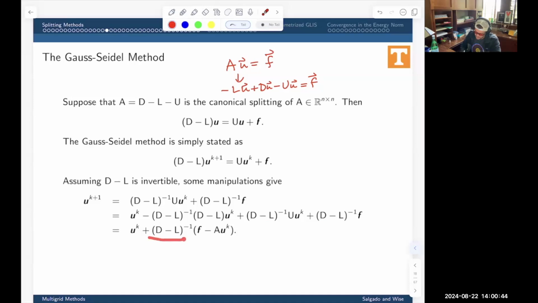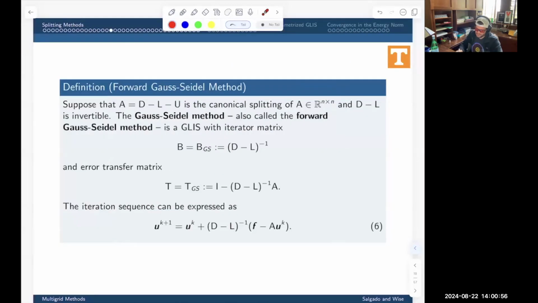So this tells me that this is a GLIS, a general linear iterative scheme, and the iterator matrix is D minus L inverse. That tells me all that information. So that's how I can define this thing called the Gauss-Seidel method. In fact, this Gauss-Seidel method in multigrid literature and multigrid terminology is actually a special form of the Gauss-Seidel method called the forward Gauss-Seidel method. And that, of course, is going to contrast with something we call the backward Gauss-Seidel method, which we'll get to in a moment. But in any case, I can define it just by telling you what is the iterator matrix for that. It's just D minus L inverse.